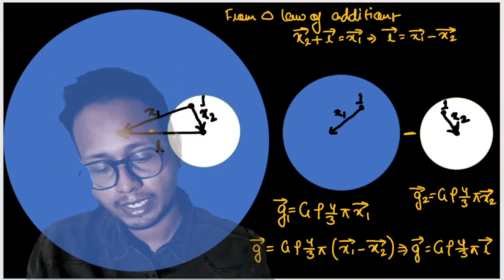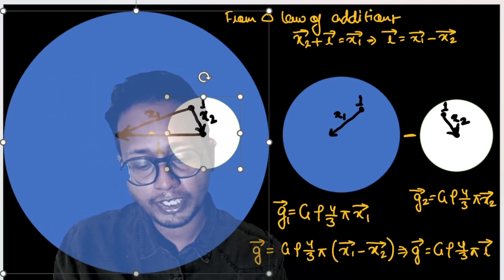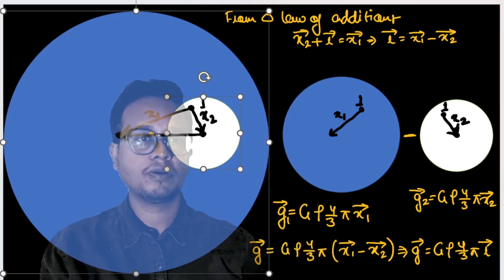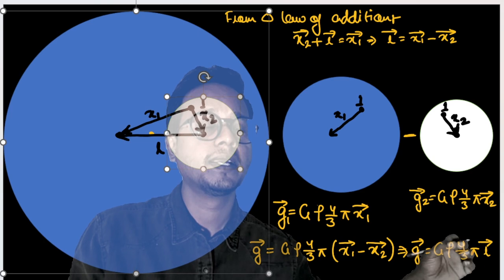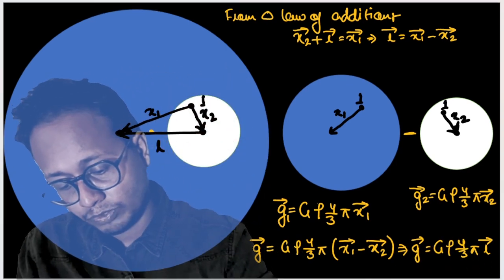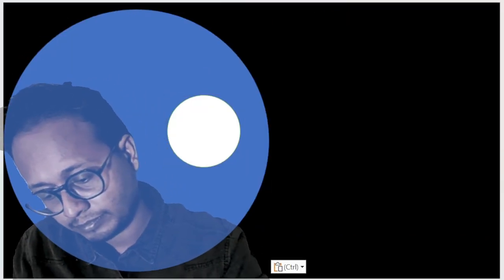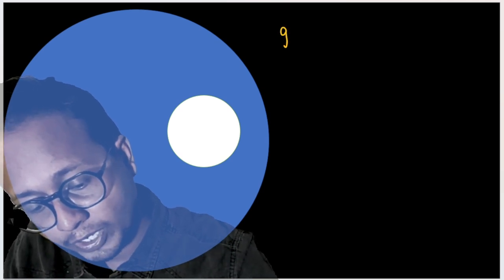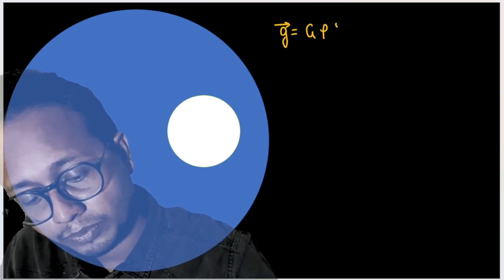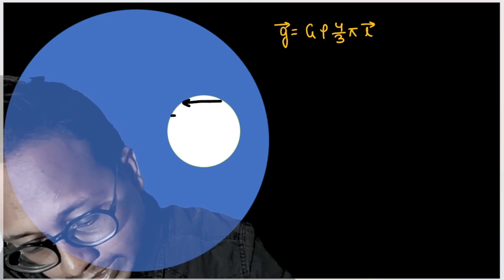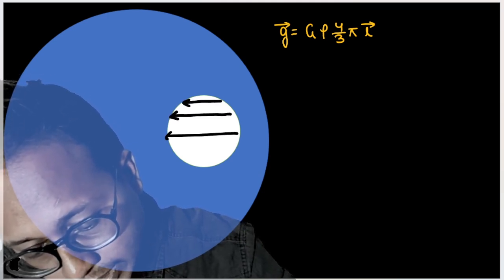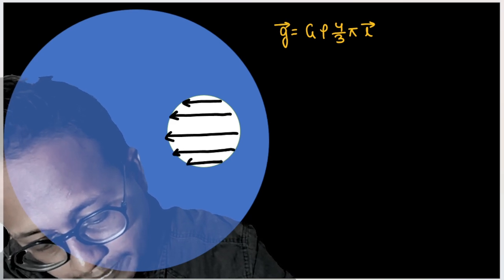That means what can I determine? I can determine that the gravitational field throughout the cavity, at every point in the cavity, will remain constant with the value G into rho into 4 by 3 pi L. L is nothing but the center to center distance between the center of the sphere and the center of the cavity. So the gravitational field will look somewhat like this, because at every point in the hollowed out space, the gravitational field is the same.